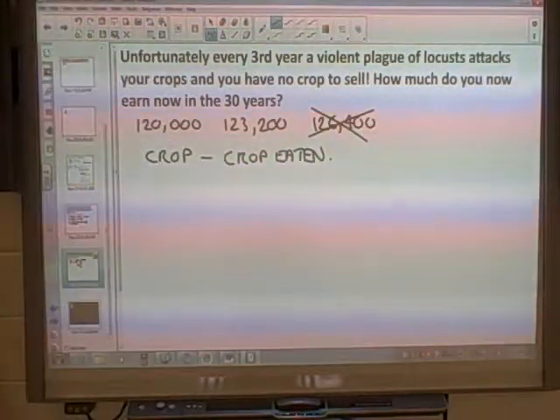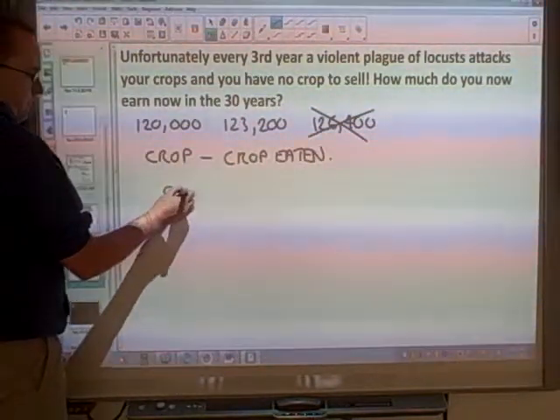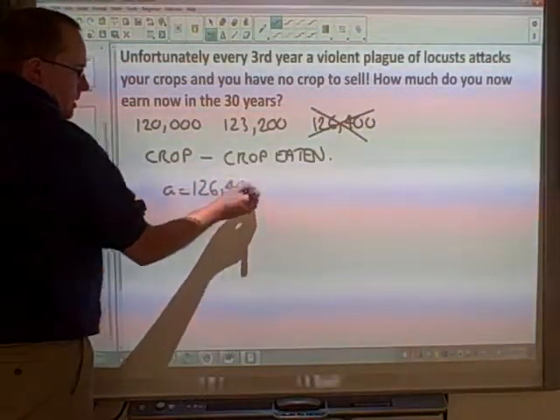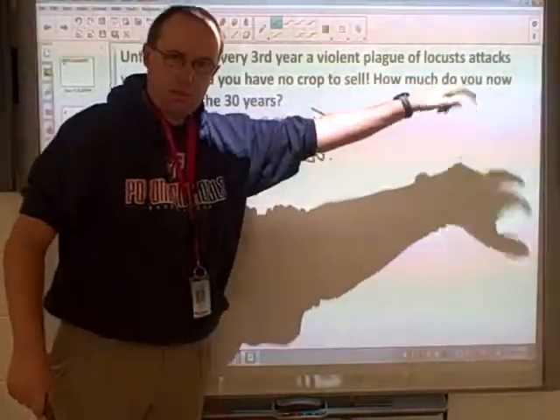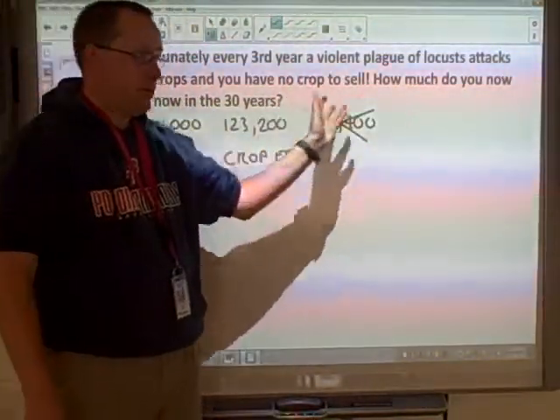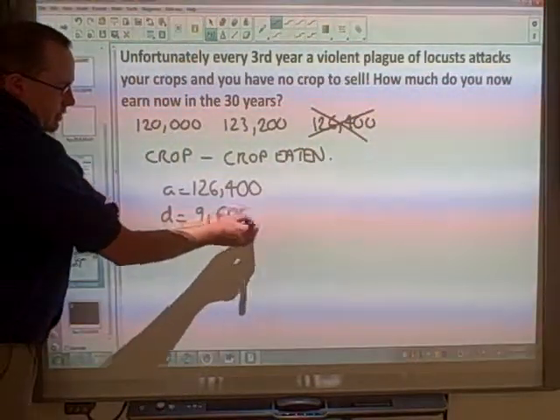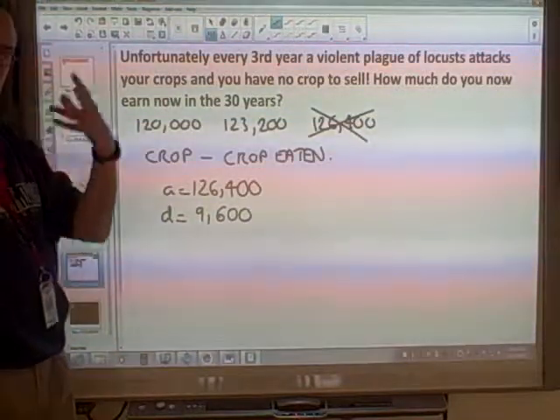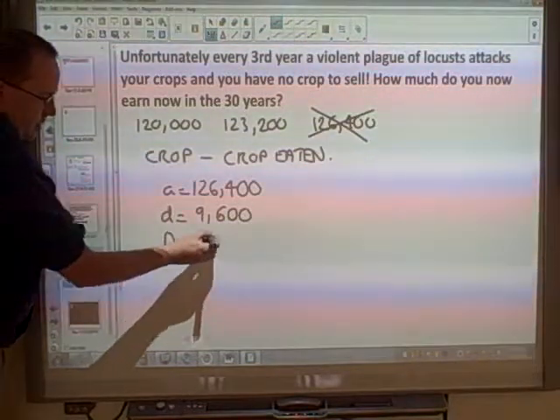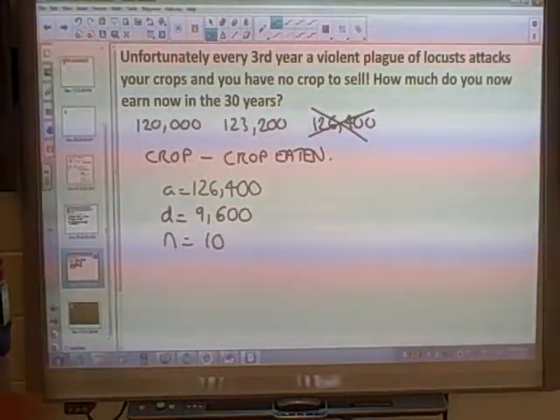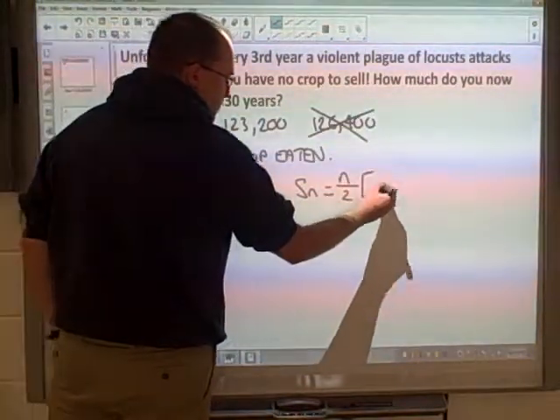Now luckily for us, the crop that gets eaten is also an arithmetic sequence. The first term is this one here, 126,400. And the difference, as this happens every 3 years and the difference is 3,200, is 3 times 3,200, which gives us a difference of 9,600. Also the number of years: originally it was 30 years, but we're only looking at every third year, so 30 divided by 3 is 10. Then we can do the same thing as before and work out what the sum is using our sum formula.